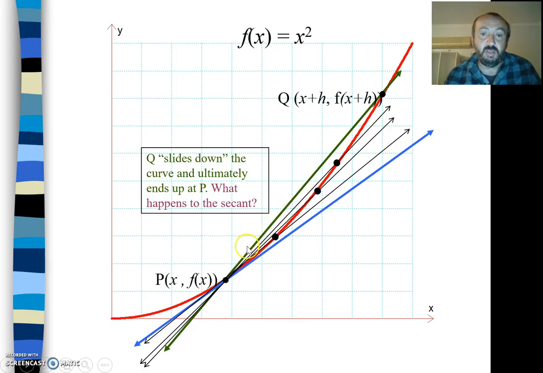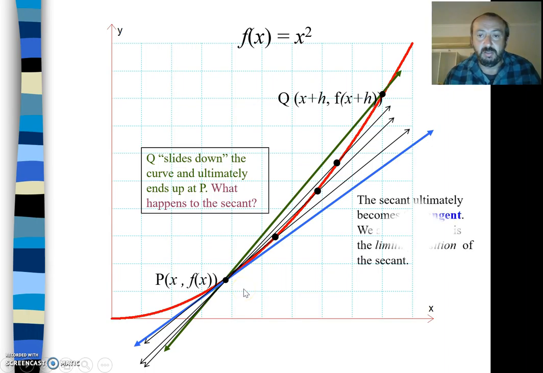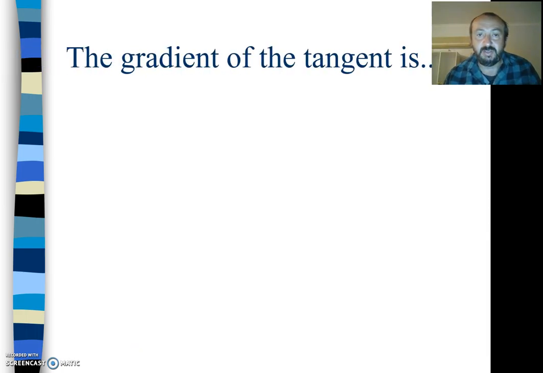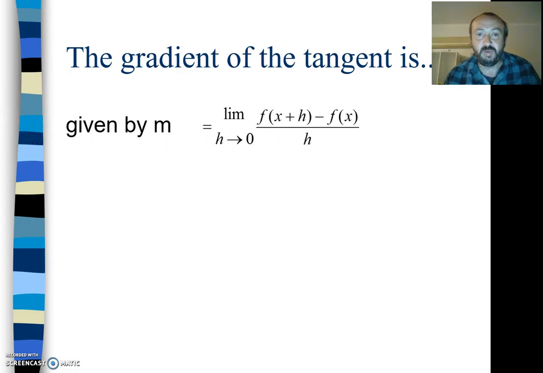So the slope of the secant therefore becomes the slope of the tangent. And the slope of the tangent at that point is what we call the derivative at that point. So the secant ultimately becomes the tangent. We say the tangent is the limiting position of the secant. So the gradient of the tangent is given by that.